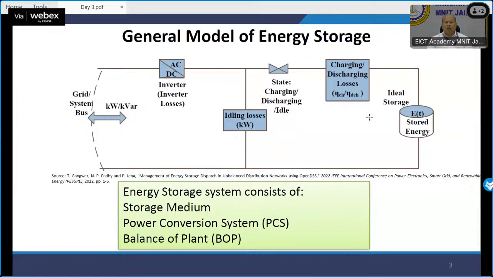So what are the main components of an energy storage system? The medium through which the energy gets stored. A very important part is the power conversion system, PCS, and then the balance of the plant, that is, the battery balance system, BOP. One thing all of you please try to understand: I will tell you some of my personal experiences, and then I'll get into what PCS is.